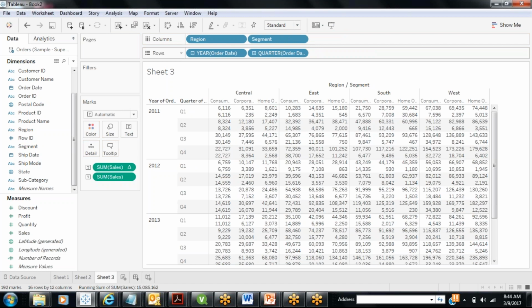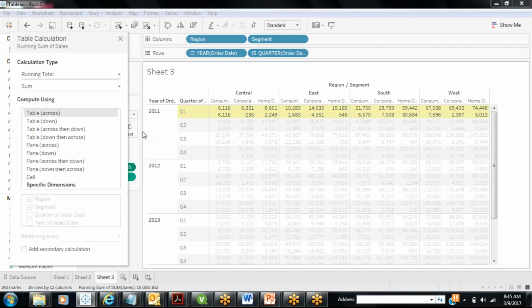Then they do a lot of research and say it is not possible in scope and direction. Then how will you do it? Then they introduced addressing and partitioning. Whenever you go for edit table calculations, there is a specific dimension we have.